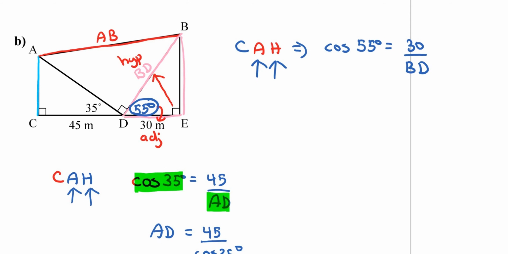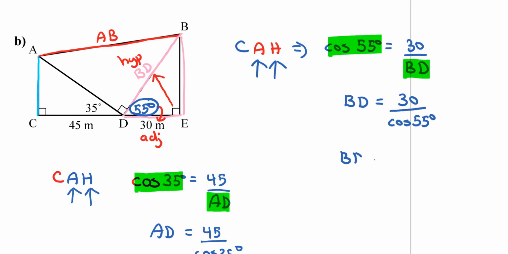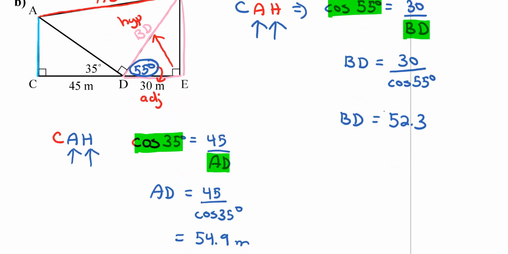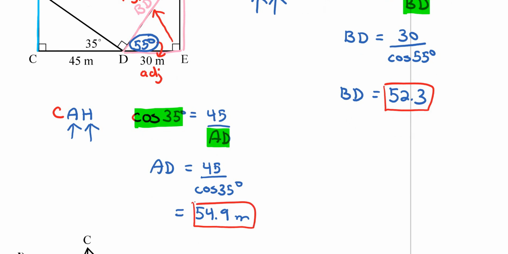Now I can find the value of BD by just switching those up. So BD will now be on the top left, 30 will remain the same, and the cos of 55 degrees will be on the bottom now. In your calculator, if you do 30 divided by cos of 55 degrees, you get 52.3. Okay, so let me go back and box these two: there's a 52.3 and there's also a 54.9.